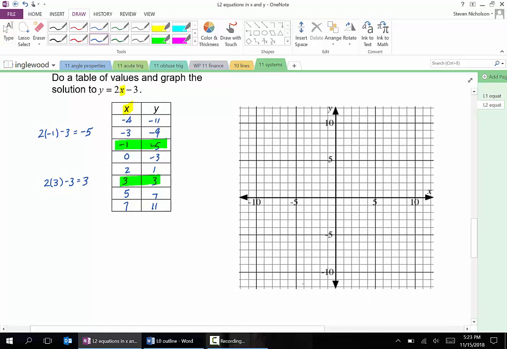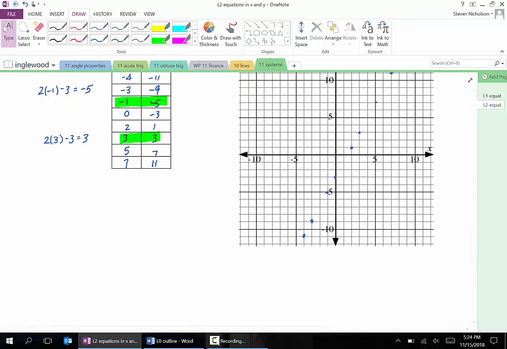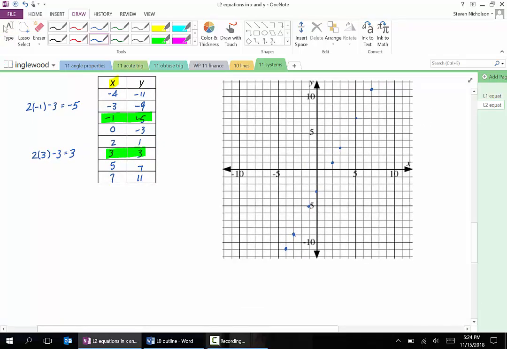So -4, -11 is down here, -3, -9 is right there, -1, -5, 0, -3, 2, 1, 3, 3, 5, 7, and finally 7, 11. And if I ask you to describe this relationship, I hope you say it lines up. So we have to draw the line because, again, these aren't the only solutions.